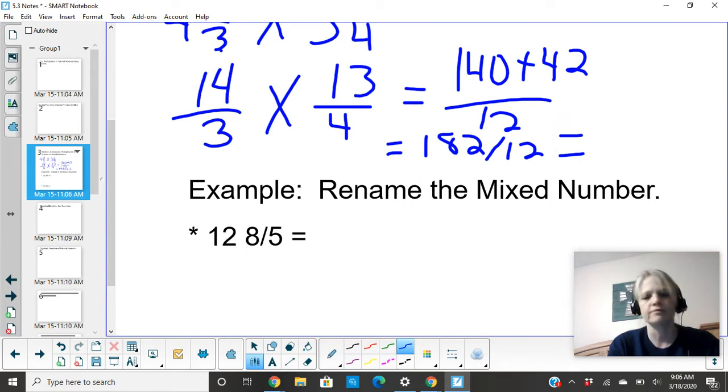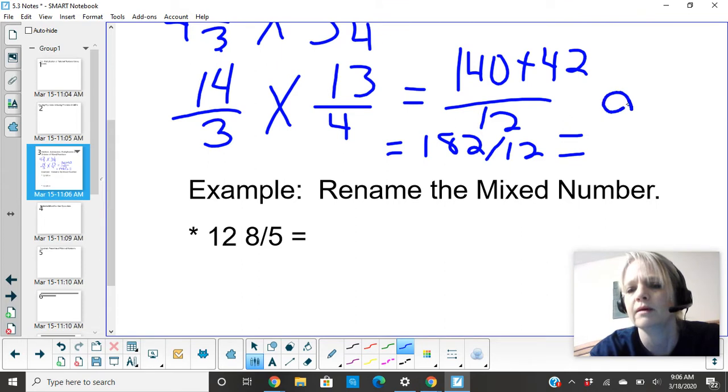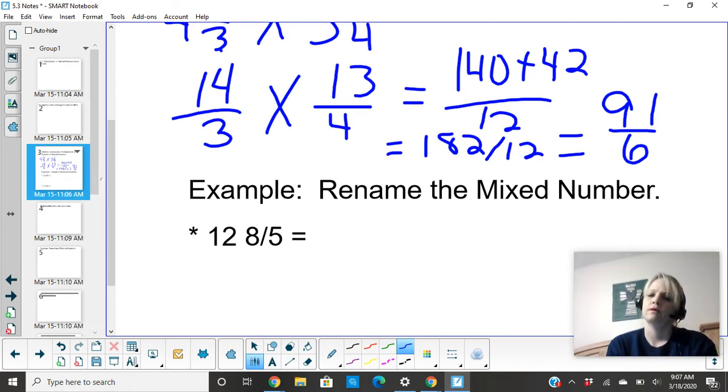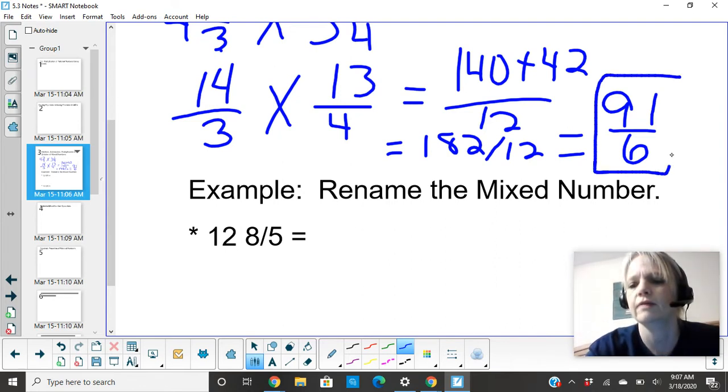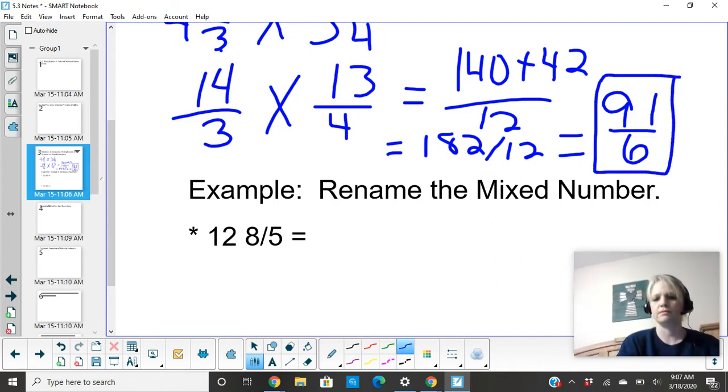Nope, they're not. So divide them both by 2, and that would be 91 over 6. And the top's not divisible by 3. I think that's it. Okay. And you can convert that to a mixed number if you need to.